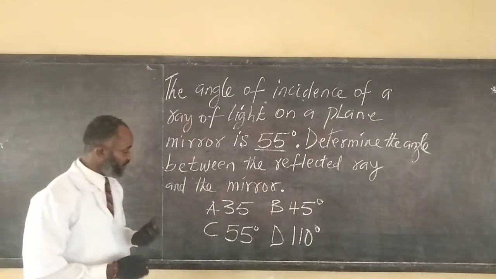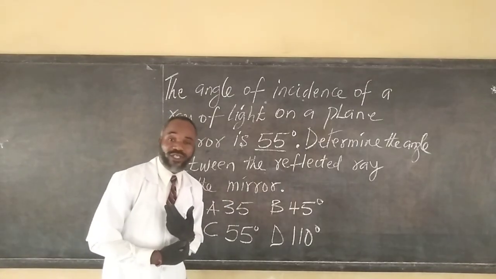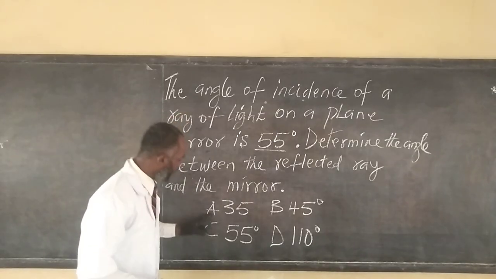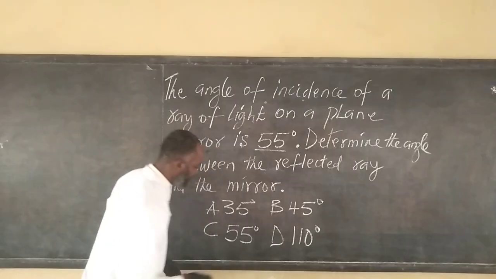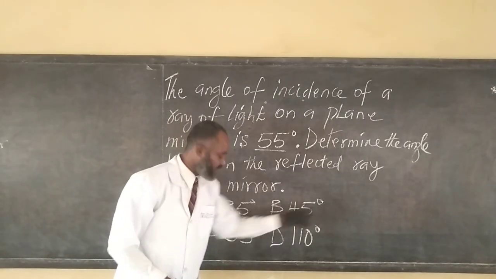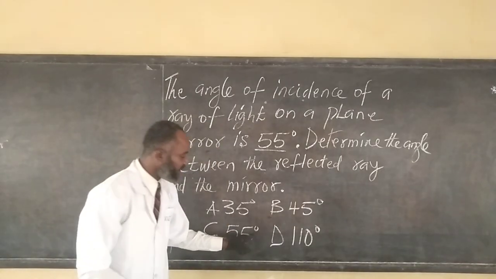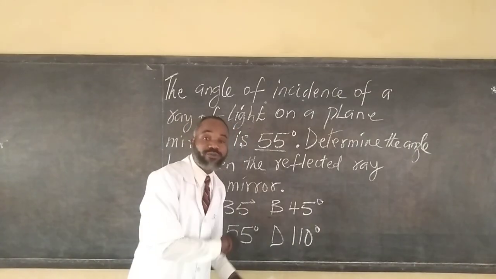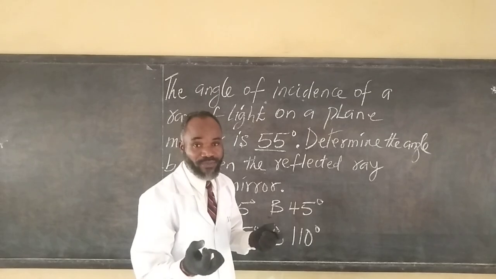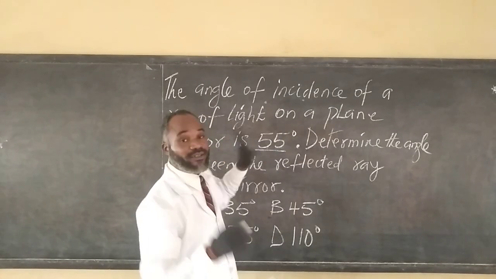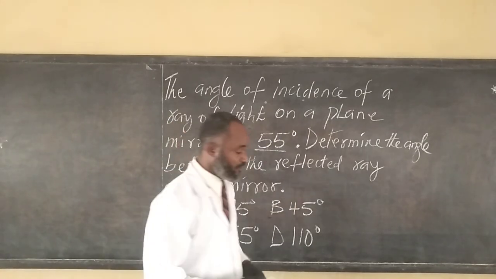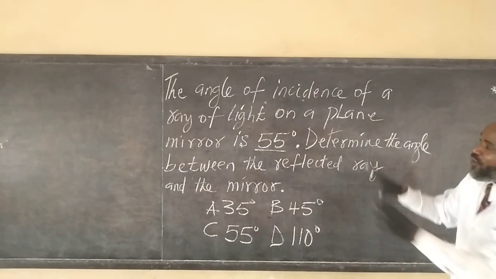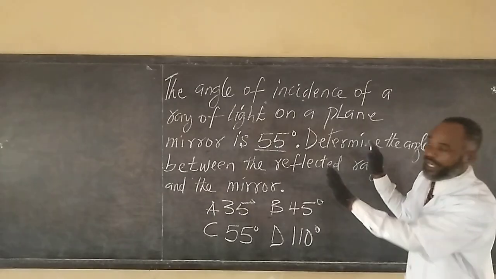And options are given. That means this kind of question can be found among the objective questions. A, 35 degrees; B, 45 degrees; C, 55 degrees; and D, 110 degrees. Which of these options is the most suitable answer to this question? That is what the question is all about. So what do we do? Very simple. Let's just do a simple illustration of what the question looks like.